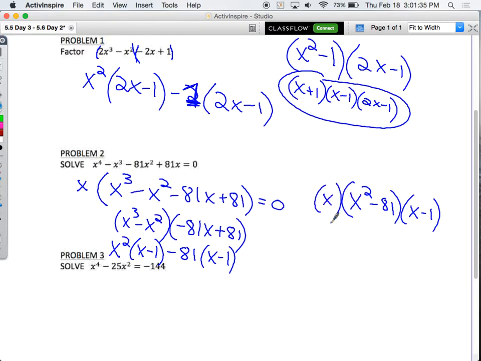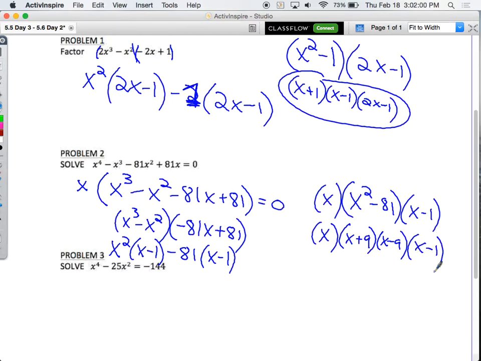Okay, then notice at this point, not all of our factors are only x's. This is an x squared, so this needs to break down further. So we have x, the square root of 81 is 9, so this becomes x plus 9, x minus 9, and then bring down your x minus 1.